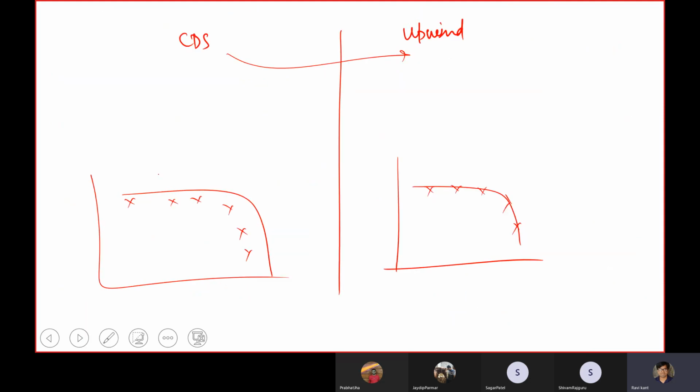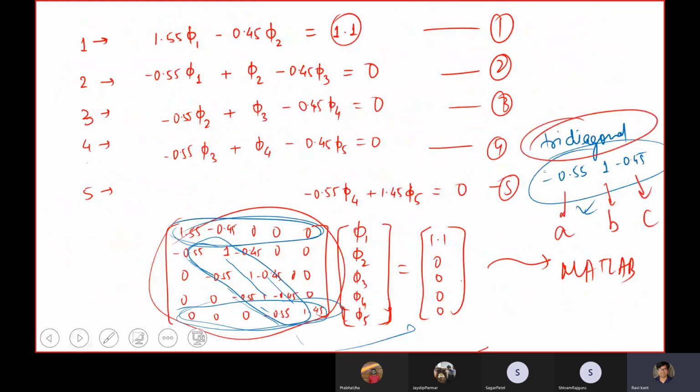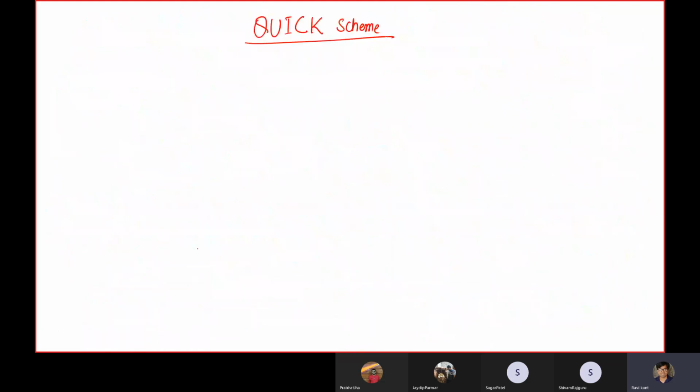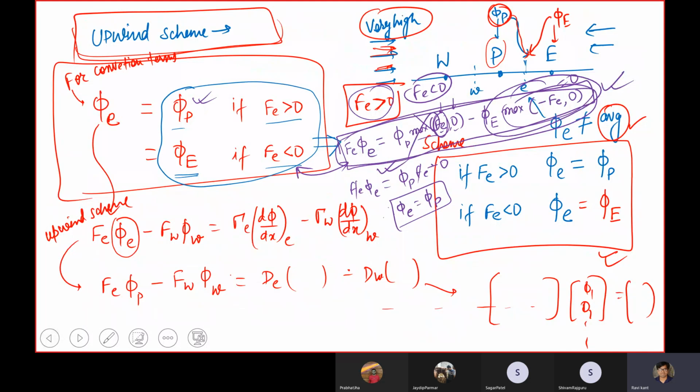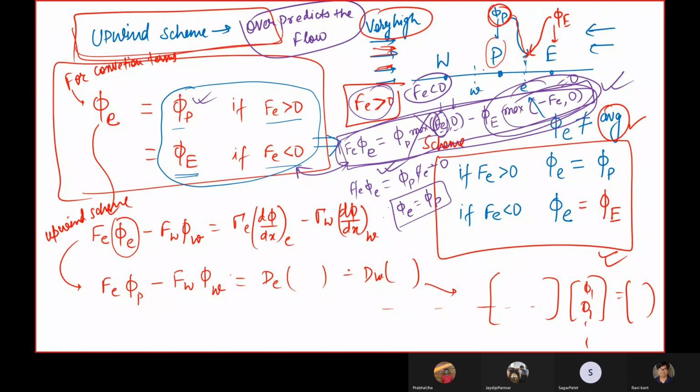Nevertheless, we will move into the next scheme. Why should we care about the next scheme? What were the shortcomings of the previous scheme that we have talked about? In short, we can say that this upwind scheme, in some sense, overpredicts the flow. In what manner? Overpredict in the sense that you write your phi P here, and you say that my phi W will influence my phi P only.